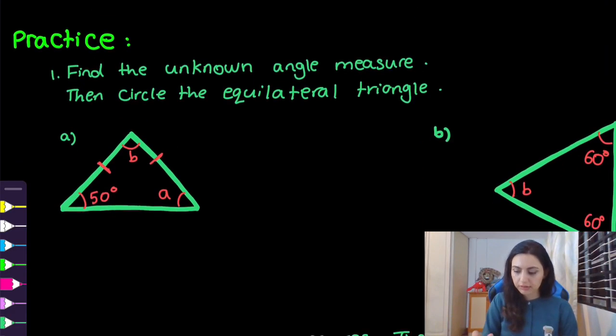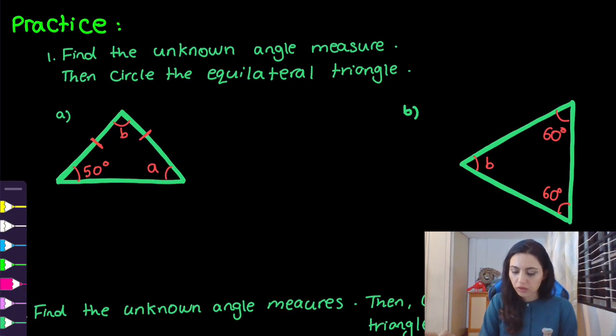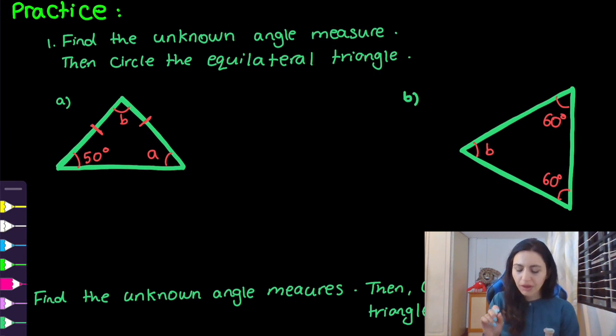So the first practice question: find the unknown angle measures and circle the equilateral triangle. So right away I know it's not A. How do I know? I don't need to calculate. I don't need to do anything. I know because it's 50. The only way the angles can be equal is if they are 60 degrees, and this one is 50.